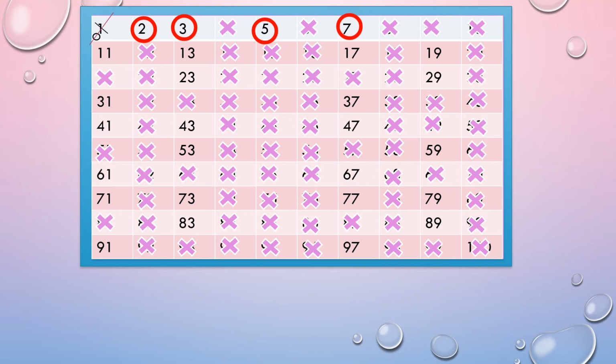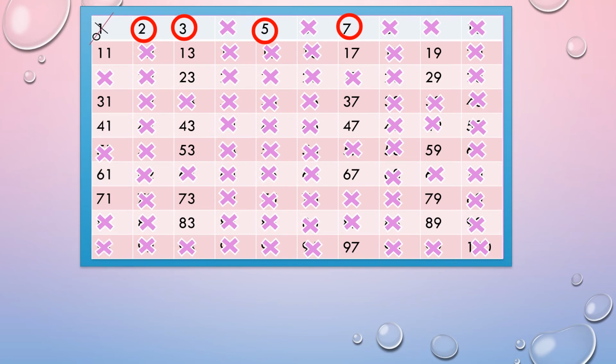7 eights are 56. Crossed out. 7 nines are 63. Crossed out. 7 tens are 70. Crossed out. 7 elevens are 77. It's still there. Let's cross it out. Okay. 7 twelves are 84. Crossed out. 7 13s are 91. Let's cross it out. Okay.